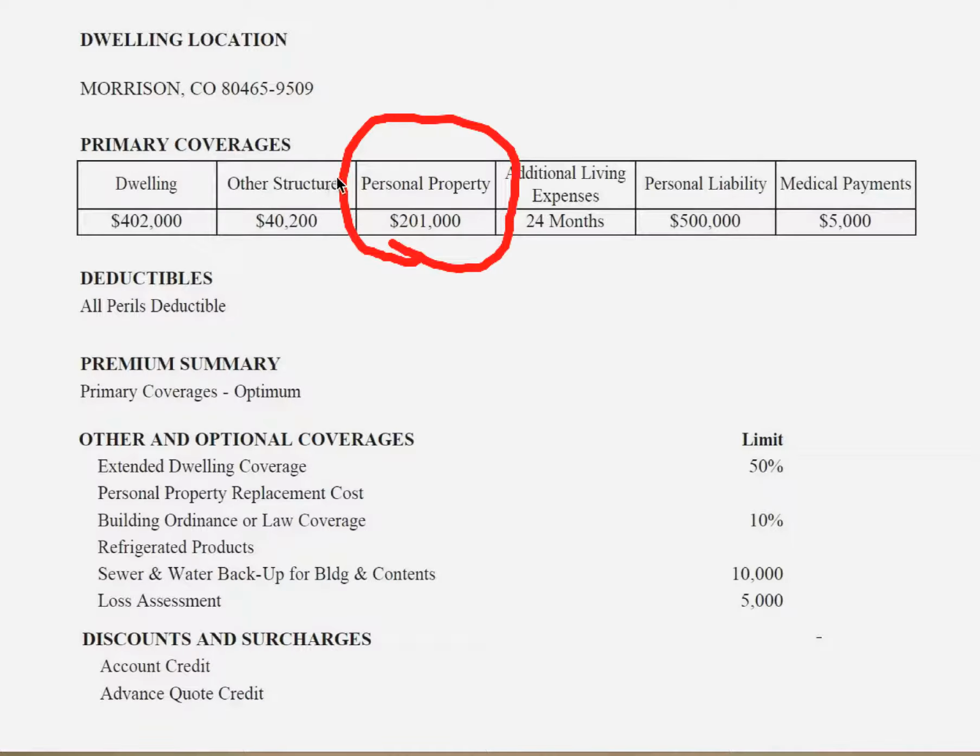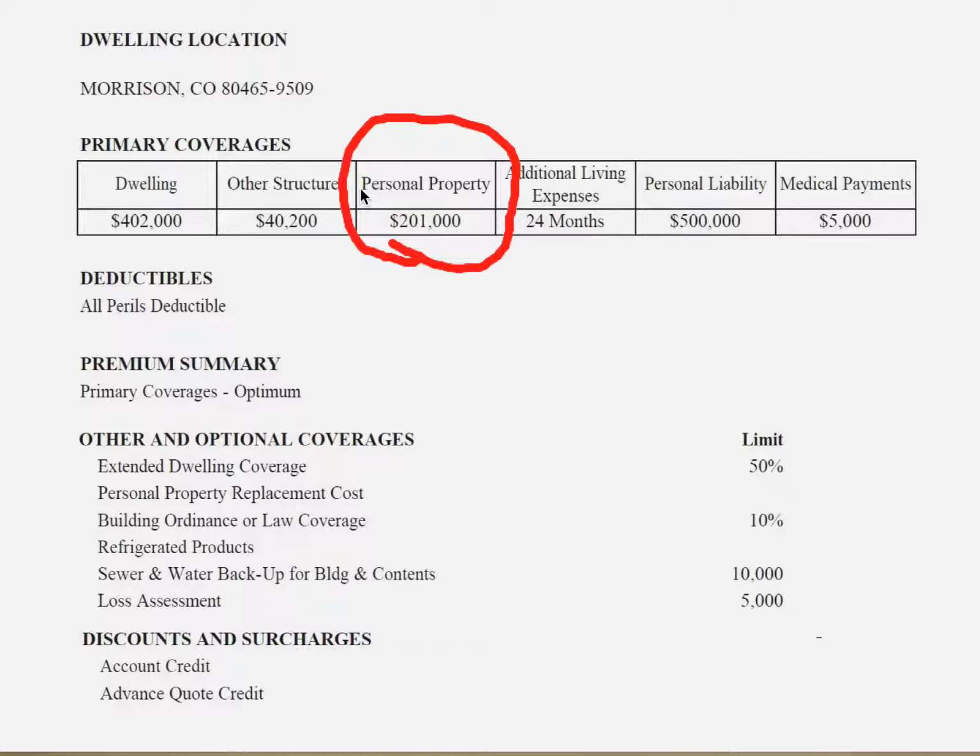Most companies start at 50% of the dwelling amount, but we can usually go up to 70 to 75% depending on the carrier and depending on your needs. So again, we'll have this conversation with our clients. Hey, is that going to be enough personal property or do we need to up that limit? But we'll usually start at 50%.